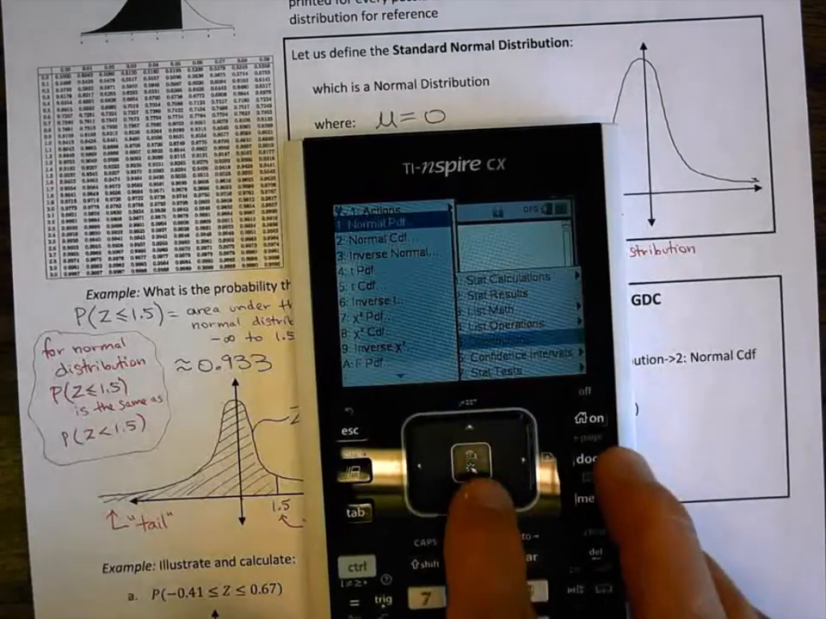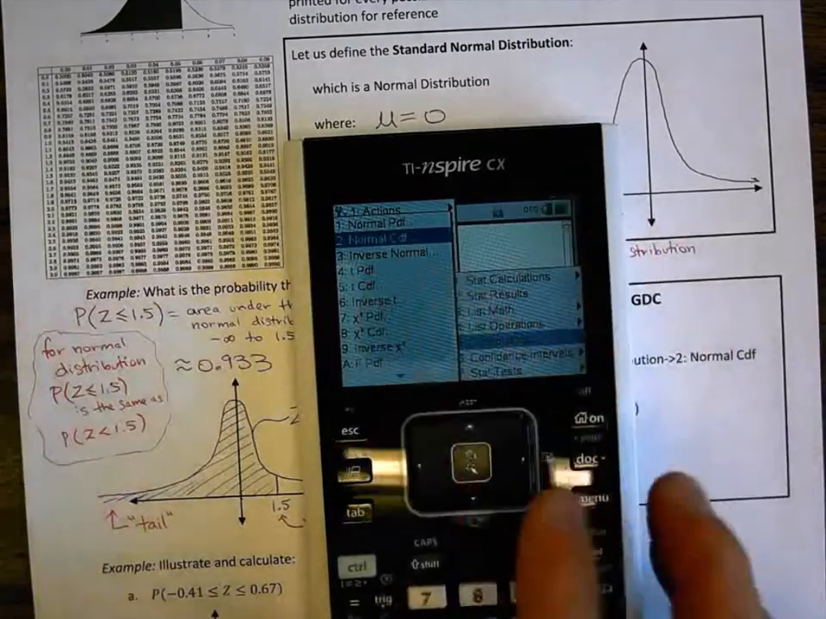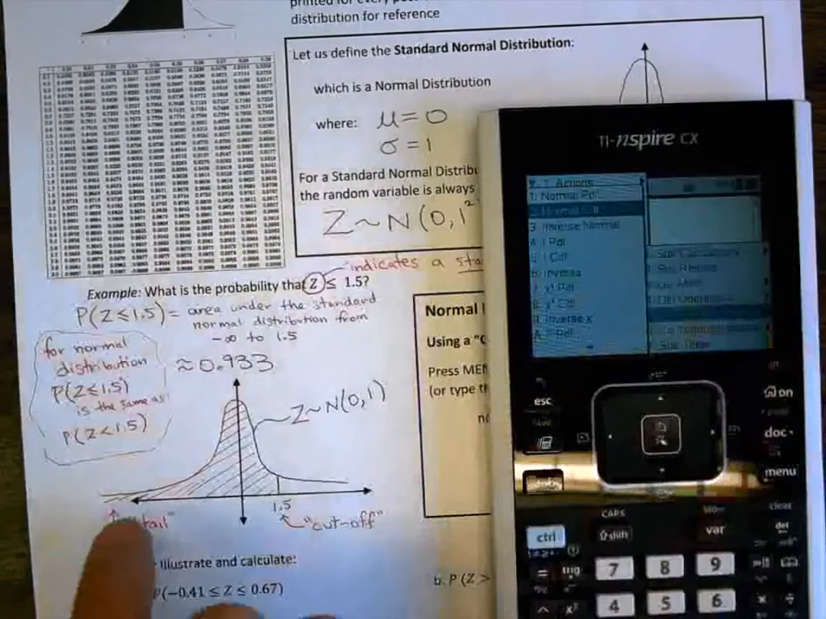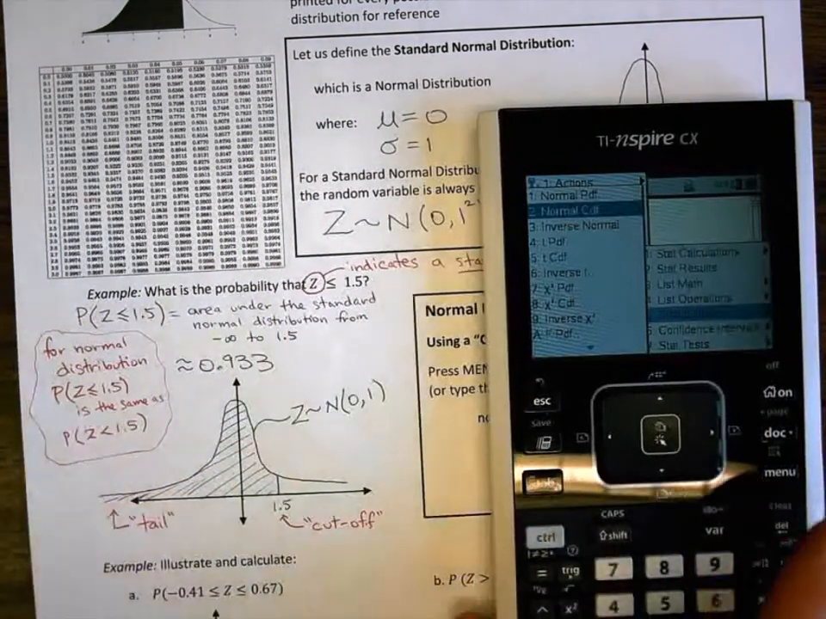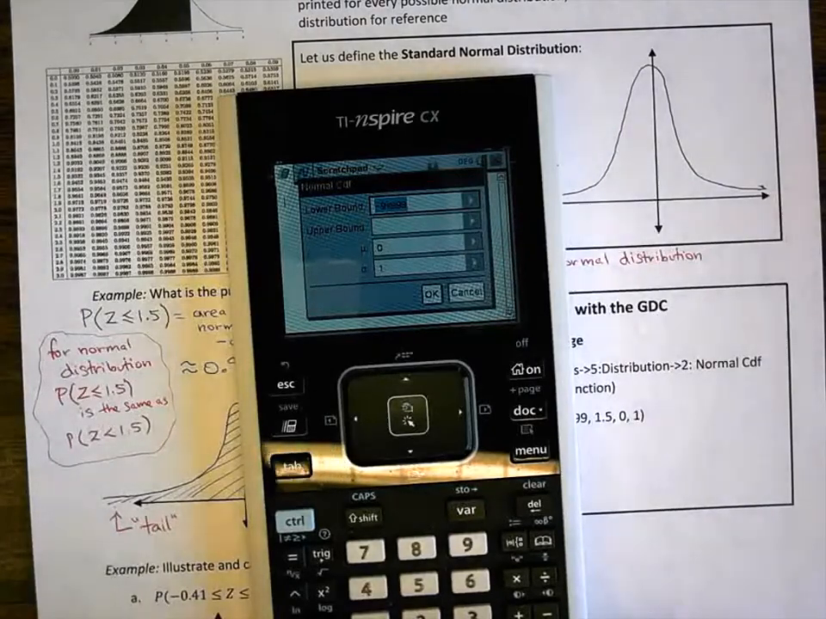Very important, we never choose normal PDF. We always go number 2, normal CDF. It stands for cumulative distribution function. Cumulative meaning we want all the area up to and including a certain amount. So we'll never use PDF. Now I have to enter my lower bound.